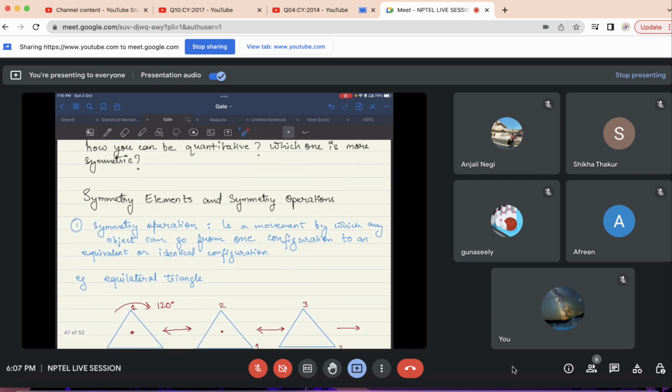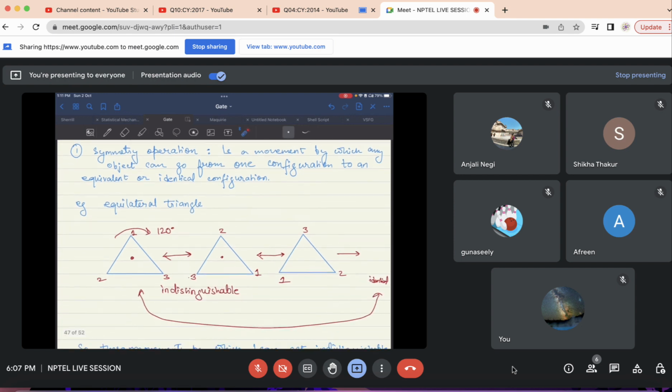So what are these? First of all, the symmetry operation. A symmetry operation is a movement by which any object can go from one configuration to an equivalent or identical configuration. So there is a difference between equivalent, or you can say indistinguishable, and the identical configuration.